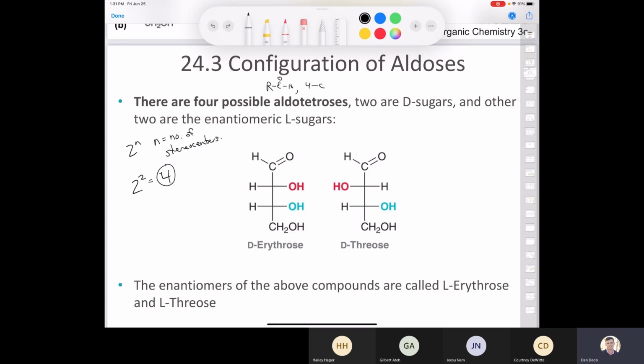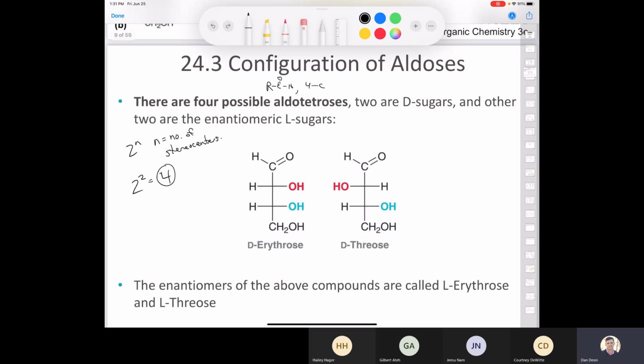So the enantiomers of each of these would be L-erythrose and L-threose. And you can practice drawing those, just the mirror image. You just have to change the stereochemical configuration of these two to make L-threose, and change both of those to make, sorry, L-erythrose here and L-threose here.